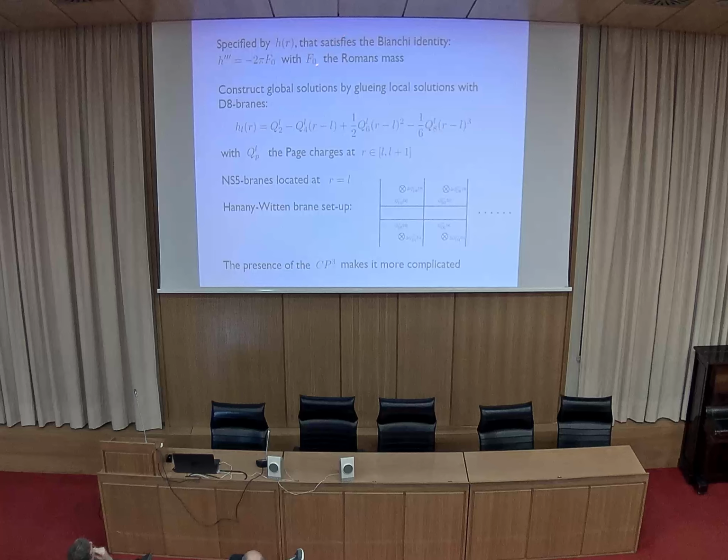And the most general way in which we can construct global solutions with these conditions is by gluing local solutions to branes. We are going to be introducing the D8 branes at R equal L, where we have the jump in the Neveu-Schwarz charge, the NS5 branes being created, and we are going to glue the D8 branes at these positions. Then H, which has 3 other remaining parameters to be fixed, we can fix constants in terms of the quantized charges of the D2, D4, and the branes that are also in the background.